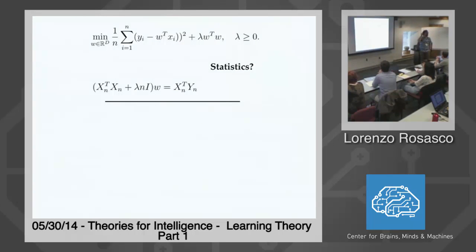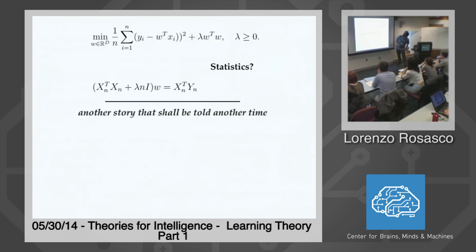You have endpoints, and you have, say, D variables. How big is that? This is D times D. Okay? And how big is this? D times 1.